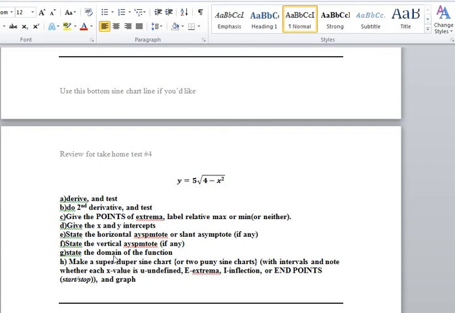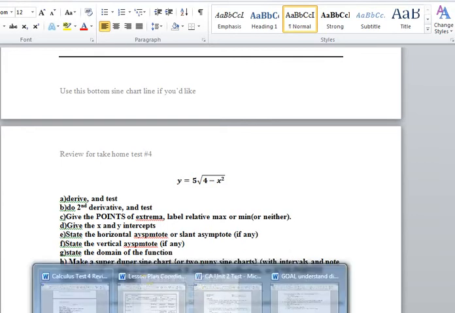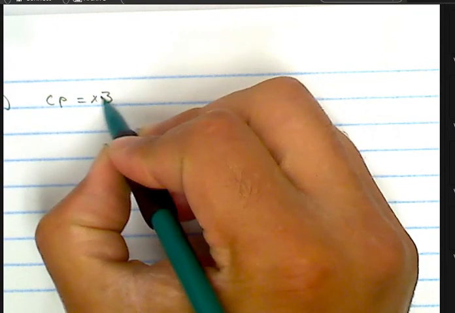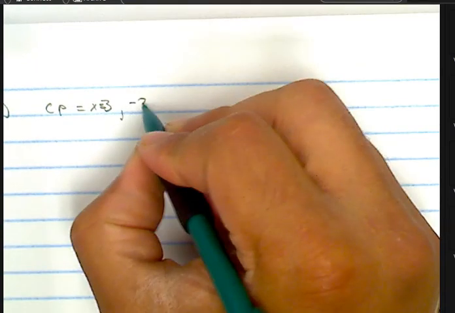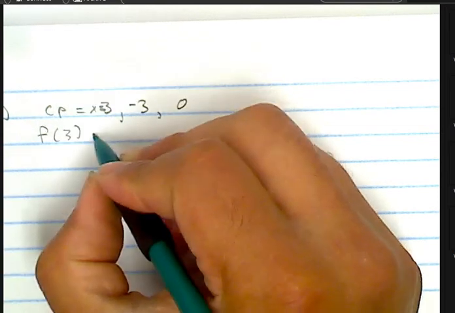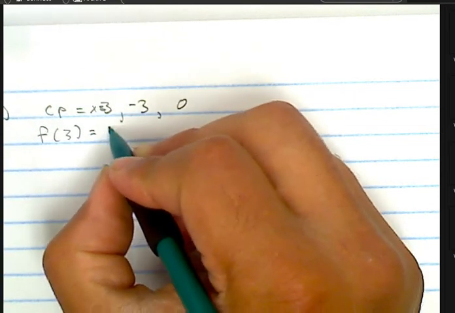I want to give the points of extrema. Okay, so go back. Critical points: x equals 3, negative 3, 0. F of 3, plug it in. What was it, 6? It was 6 on top, right?